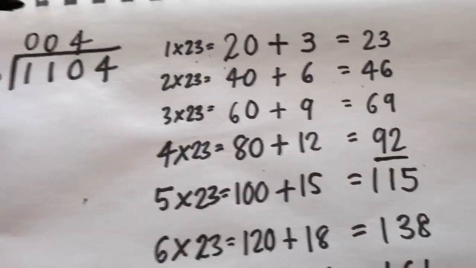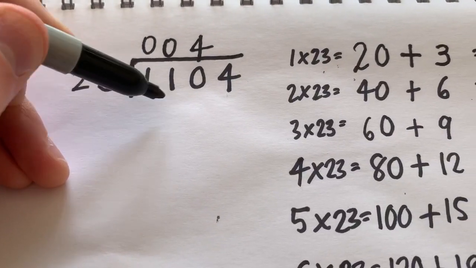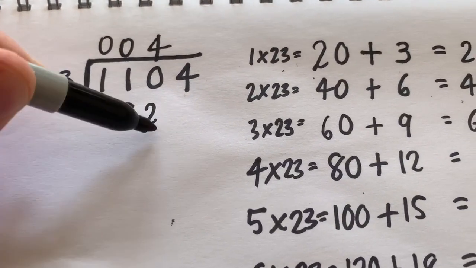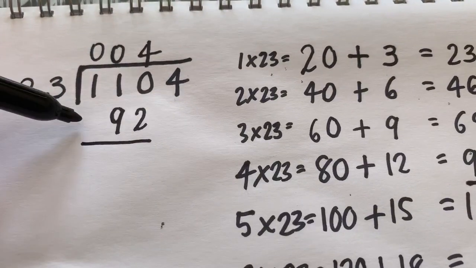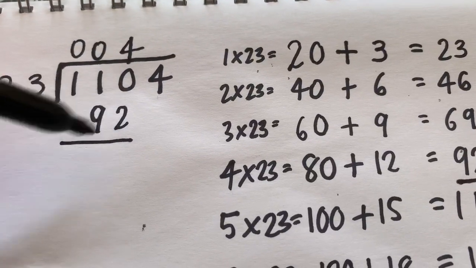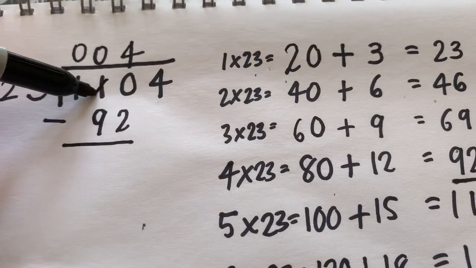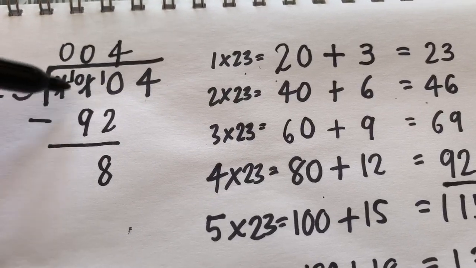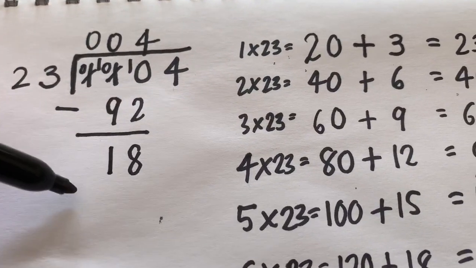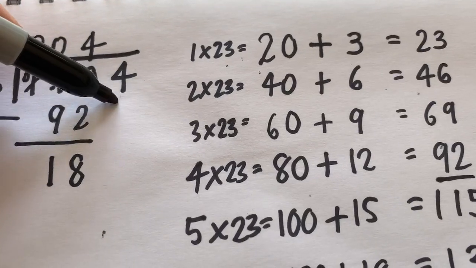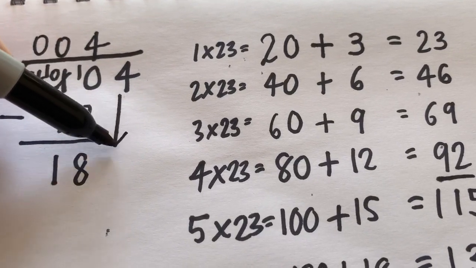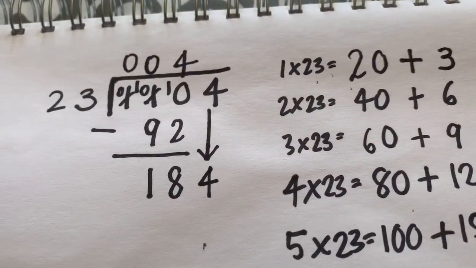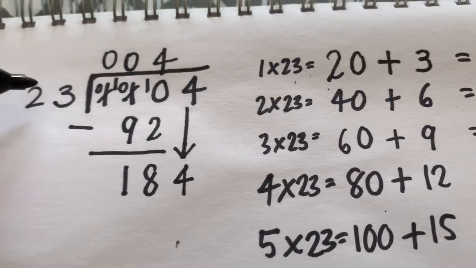And then I would underline the answer that we got to for 4 times. Okay, 92. That 92 now, we come back to our bus stop and we need to subtract 92 from 110. 0 take away 2, we can't do. So we need to exchange. 10 take away 9 is 1, 18. Now we need to deal with the final digit in the number, 4. So we bring that 4 down. 184. At this point, we're now no longer working across, we're working down.